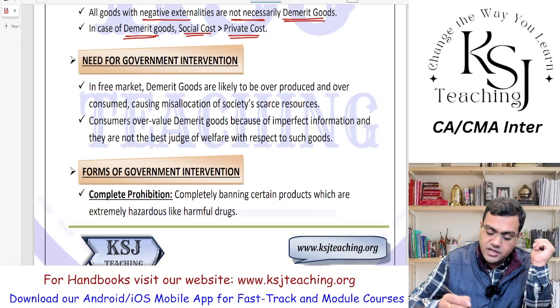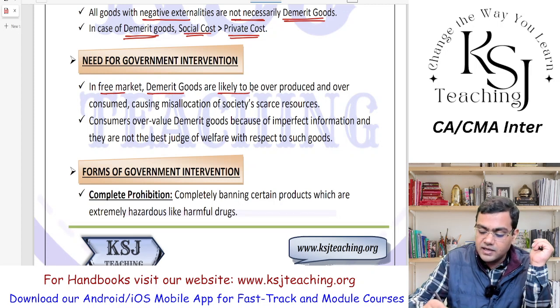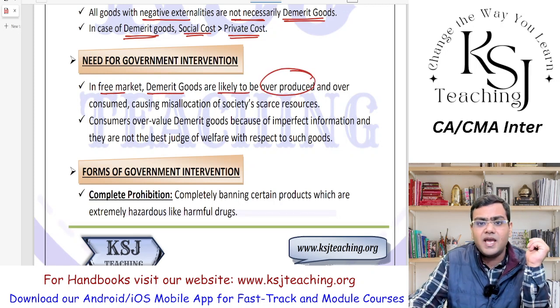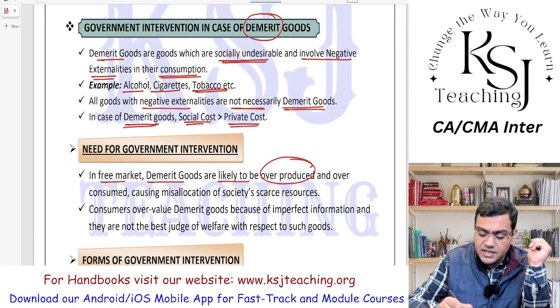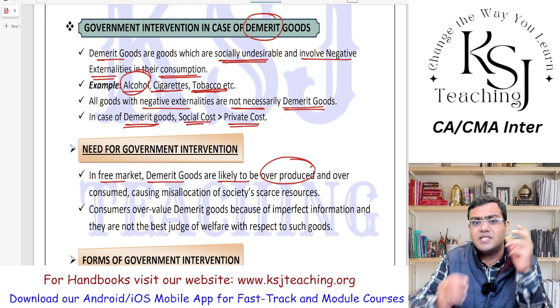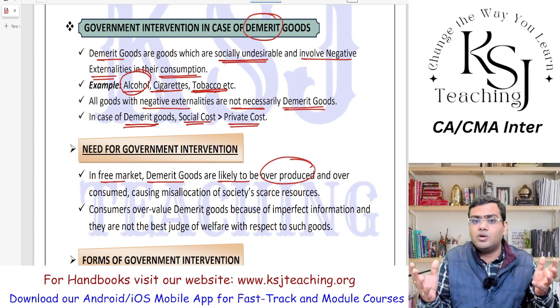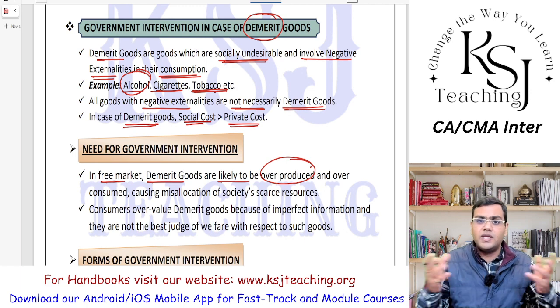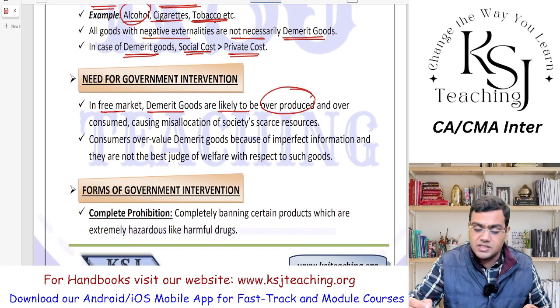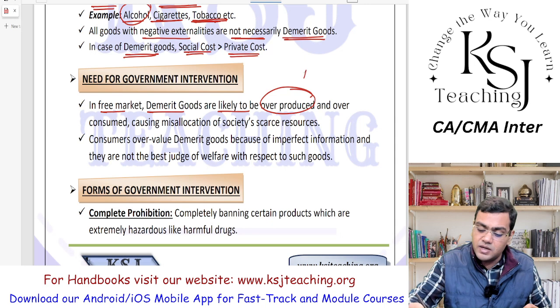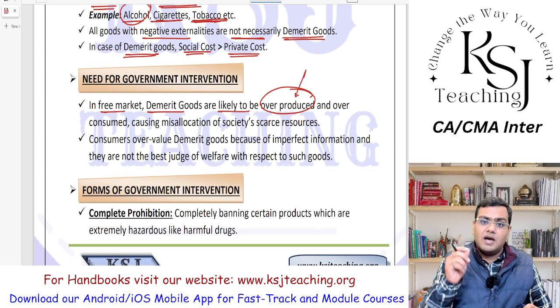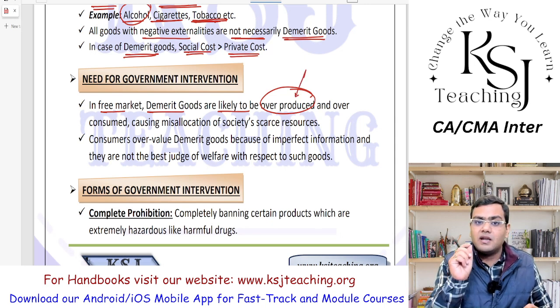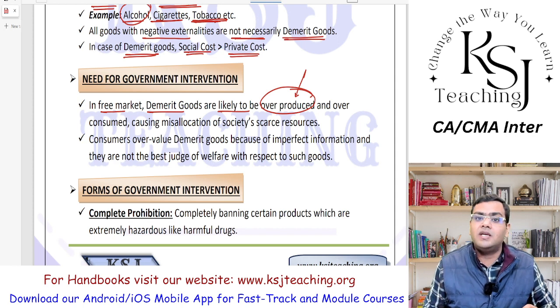Need for government intervention. In the free market, the demerit goods are likely to be overproduced. Why? Because if more and more people will be consuming alcohol, cigarettes and tobacco, the companies have huge margins in those demerit goods. And if people are going to buy them, these companies are going to enjoy the huge margins, and the goods are expected to be overproduced because the free market is not interested in social welfare.